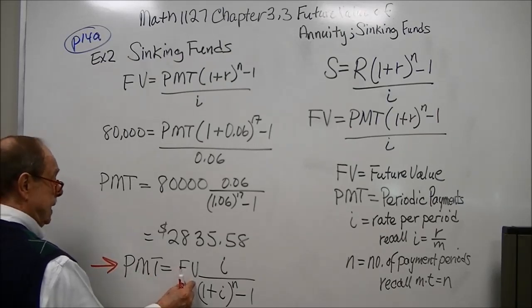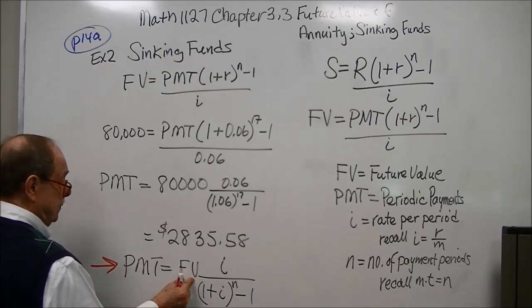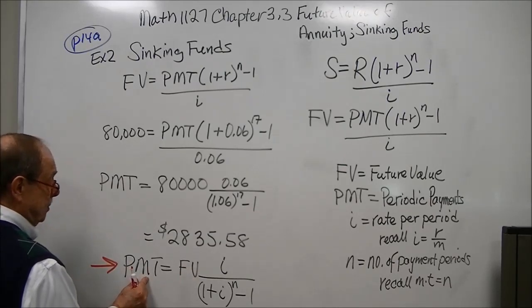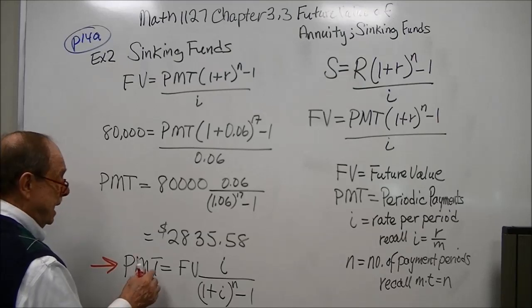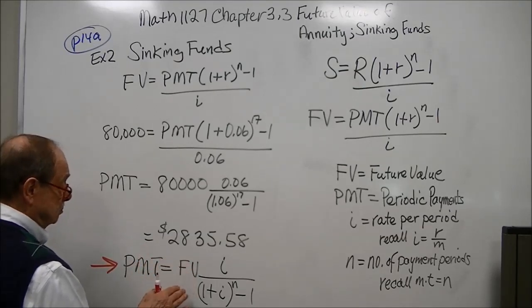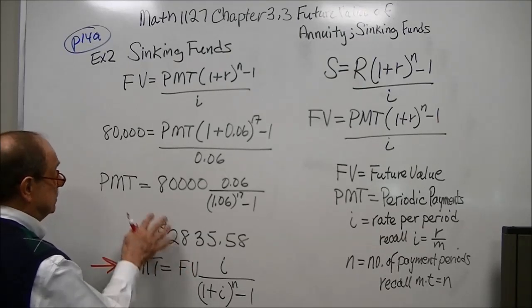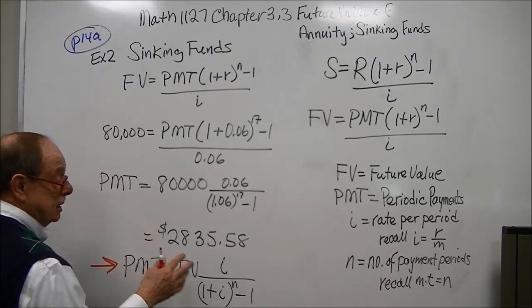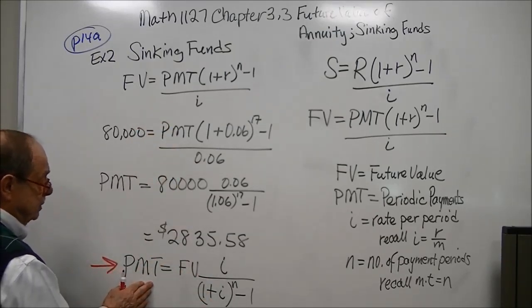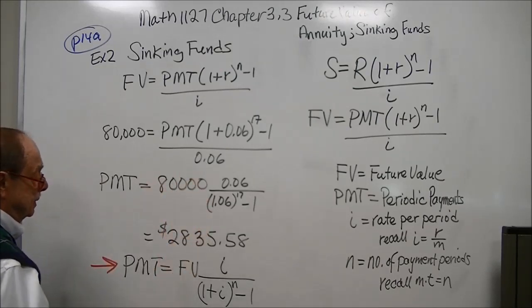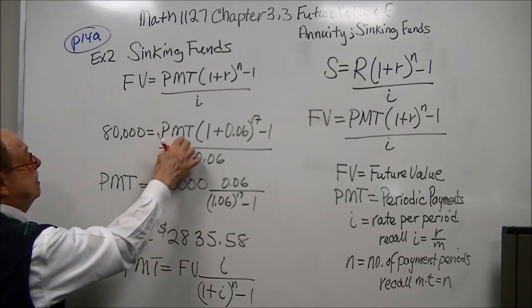I'm sorry, the $80,000 is the future value. This is what your periodic payment would be. So in a sense, that's what I've made here. The book gives you both formulas, but this is the one you've used because you've already solved it for PMT.